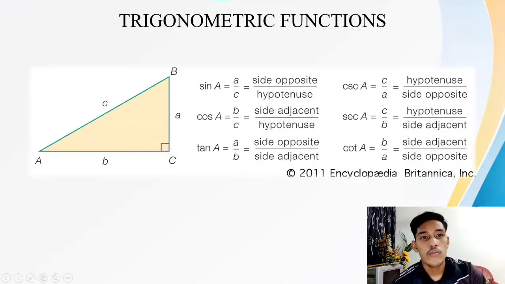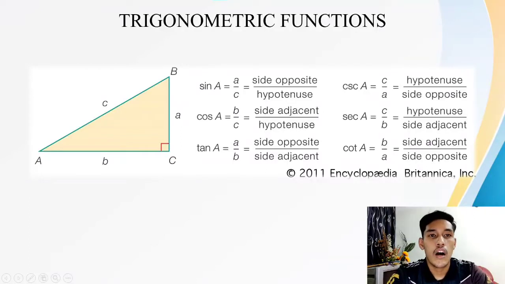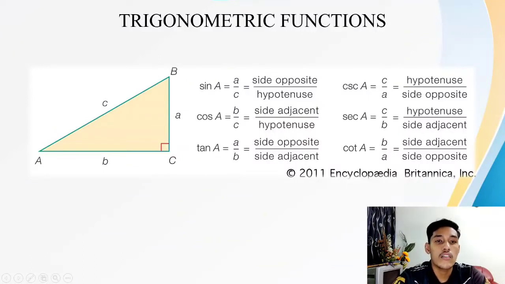Now, I want to share with you how to calculate sin, cos and tangent. First, sin equals opposite divided by hypotenuse. Second is cos, which equals adjacent divided by hypotenuse, and tangent equals opposite divided by adjacent.